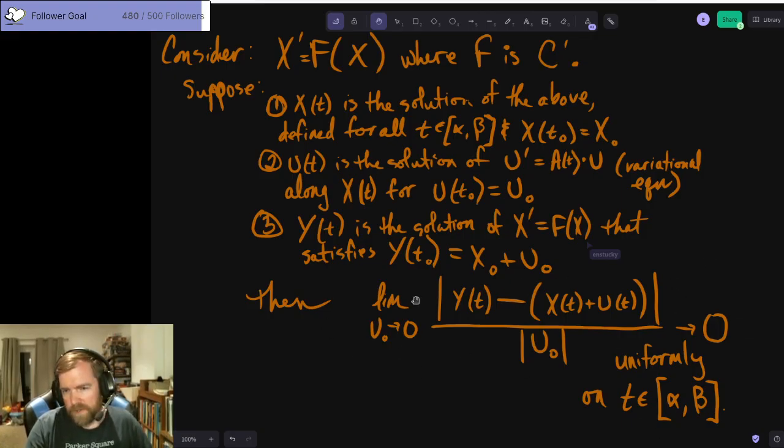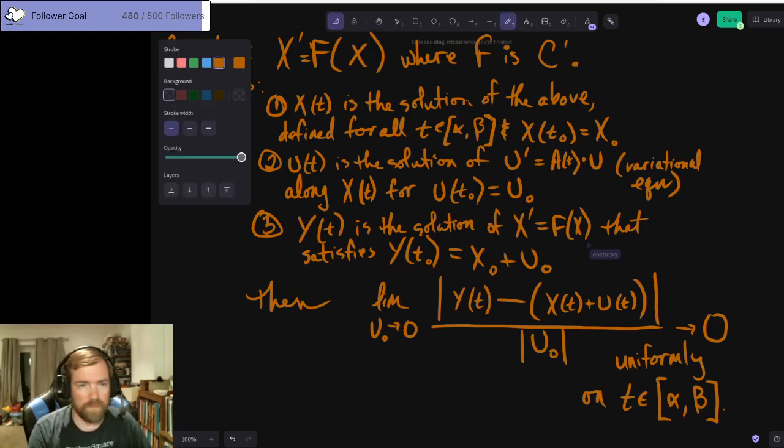Alright, so there's a lower part saying that our limit as u sub 0 goes to 0, so our variation off of our true answer is diminishing further and further. Then this whole fraction here is going to go to 0, which I think makes sense because if u is going to 0, then that means that y and x are going to continually move closer to each other as well. Yeah, I vibe with that.